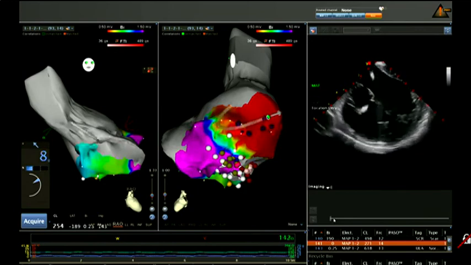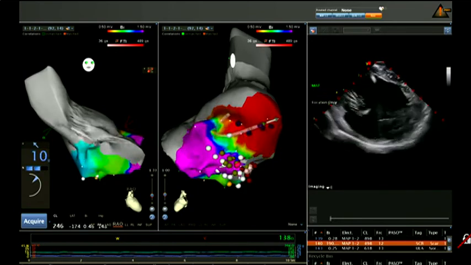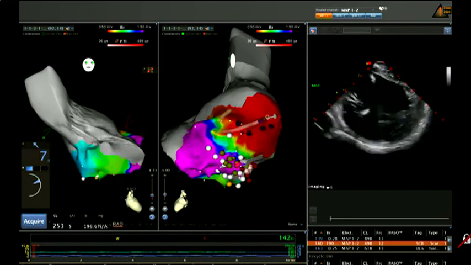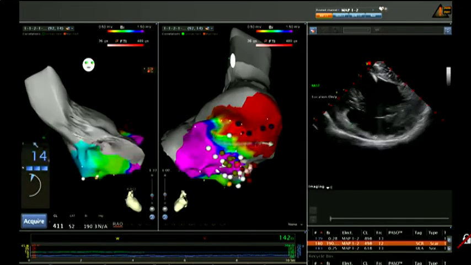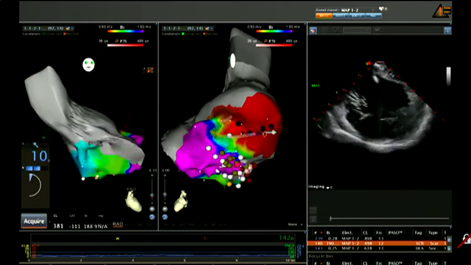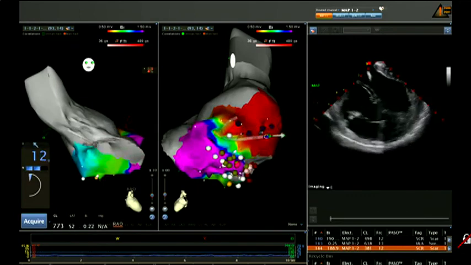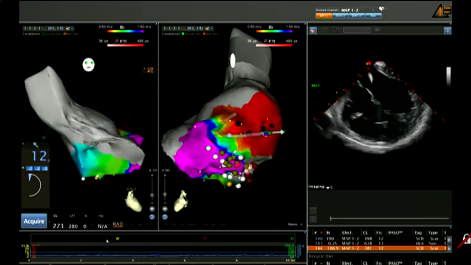So maybe we have to deal with a scar that has an intramural portion, and actually an epicardial portion. So let's see what happens after we do the voltage map and modulation.